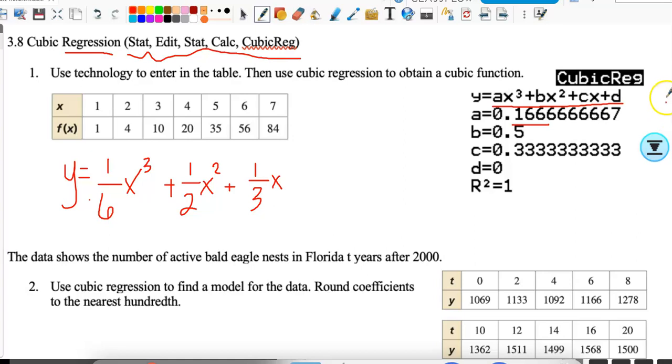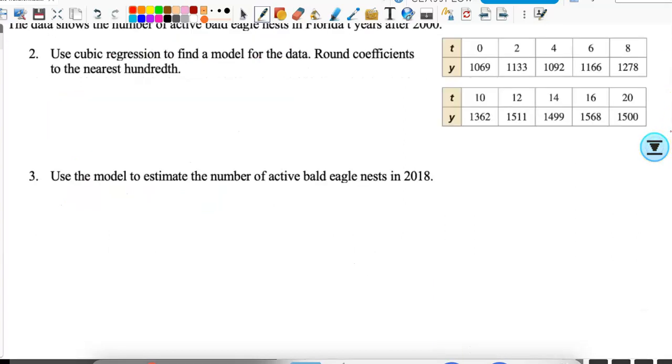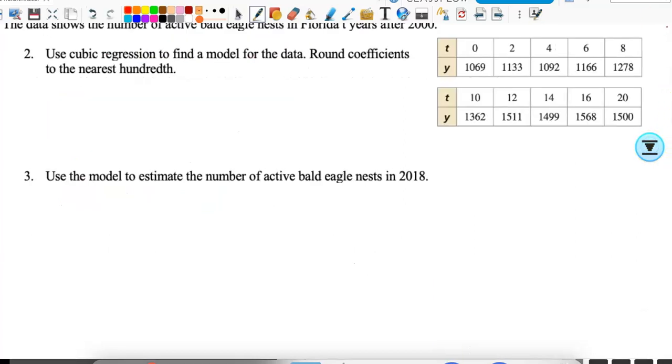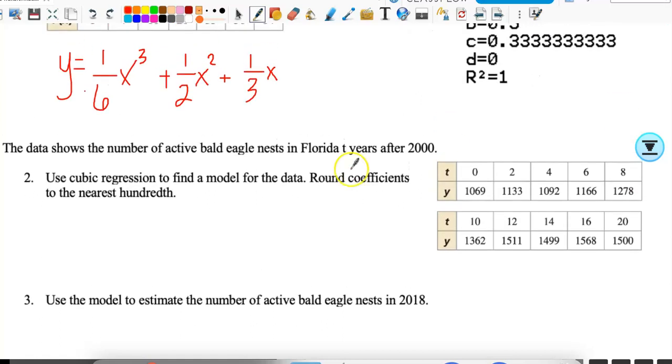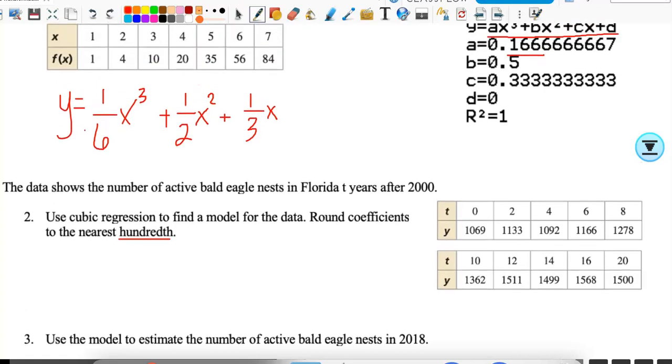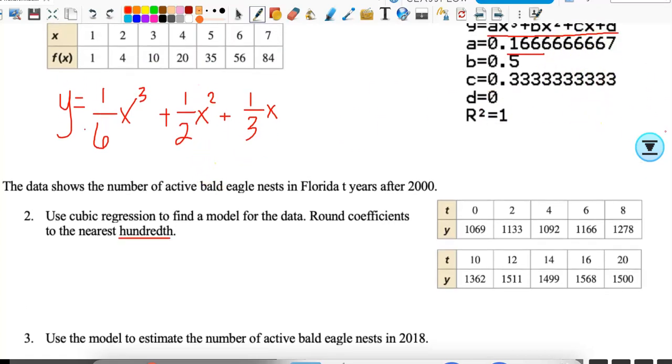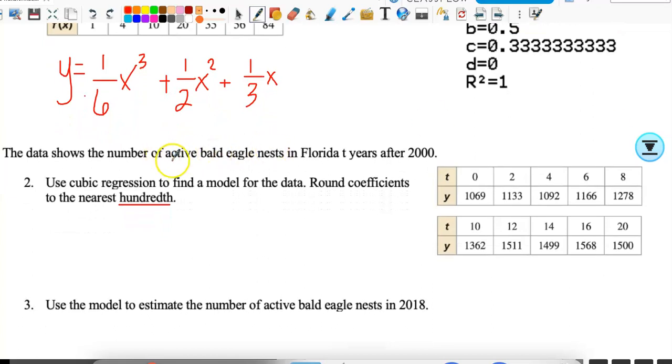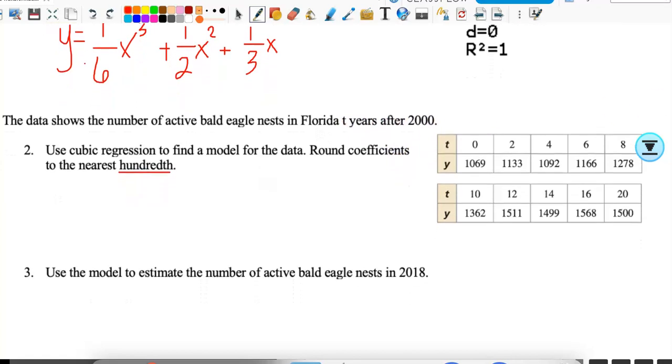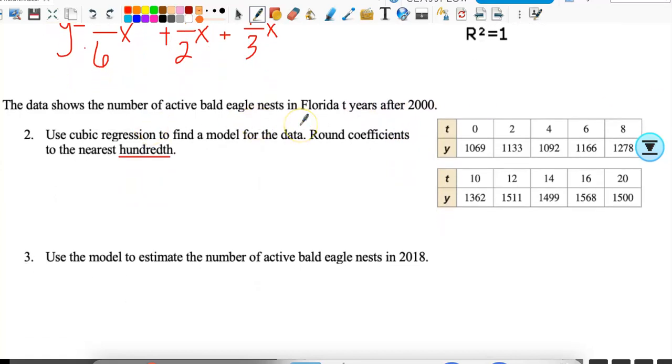Okay, we're going to do one more on number 2. Now this one wants decimals, so that is fine. But if it is a nice repeating decimal, you can turn it into a fraction. So number 2, we're talking about the number of active bald eagle nests in Florida T years after 2000. So use cubic regression to find a model for the data, round all coefficients to the nearest hundredth.